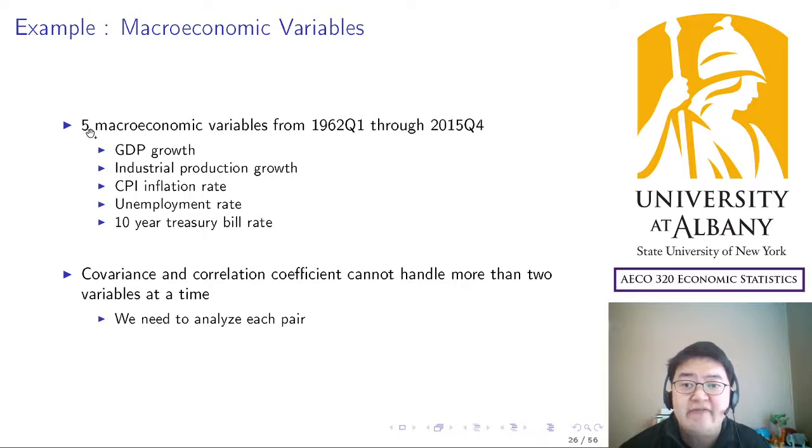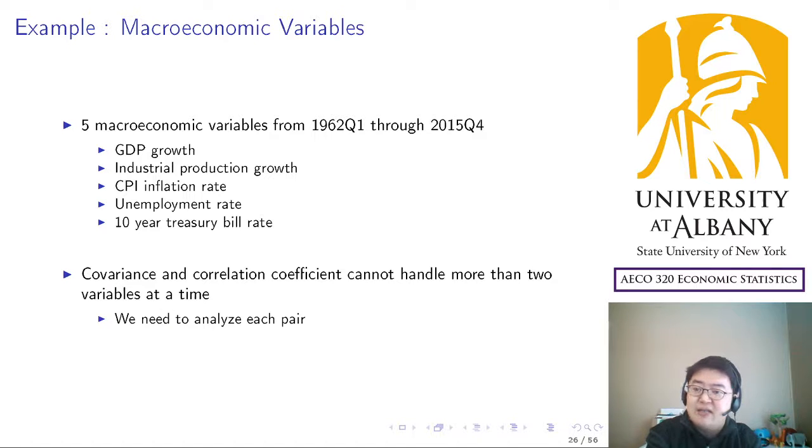We have 5 macroeconomic variables from many years, and the variables are the most famous, commonly used variables in macroeconomics: GDP growth rate, industrial production growth rate, CPI inflation rate, so consumer price index inflation rate, unemployment rate, and 10-year treasury bill rate. They are observed quarterly. Each quarter we collect 5 key variables, and we would like to analyze the relationship among the 5 variables.